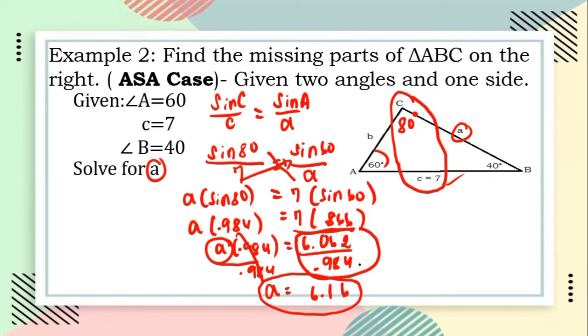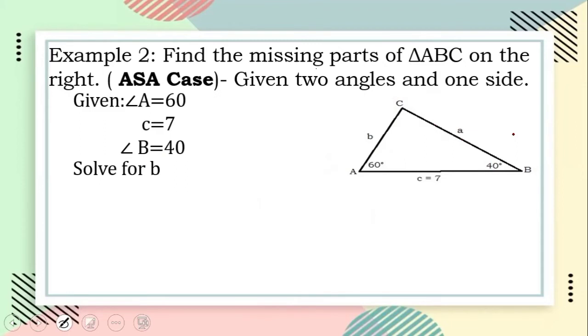Alright, so we already have the value for A, which is 6.16. And last, to complete the measurement of the parts of this triangle, we have to solve for B. Again, the measure of C is 80 degrees, and the measurement of A is 6.16. We only have one missing part of this triangle, which is B. It's up to you if you use the ratio of C or the ratio of A to solve for B. But I prefer to use the ratio of C because it is a full number. We can arrive at the same answer if we use the ratio of A against the ratio of B.